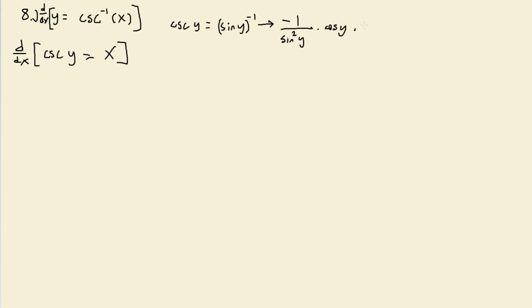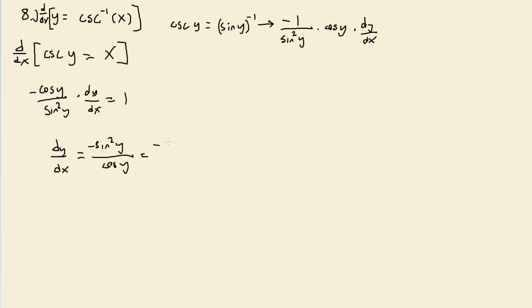And then we need to multiply once again by the derivative of this inside function. It's like a nested chain rule of dy/dx. So plugging this information in over here, the derivative of the right side here is just 1. It's the derivative of x with respect to x. We've done that 1,000 times in this video. So we have negative cosine of y over sine squared y, multiplied by dy/dx, is equal to 1. We have dy/dx is equal to negative sine squared y over cosine of y.